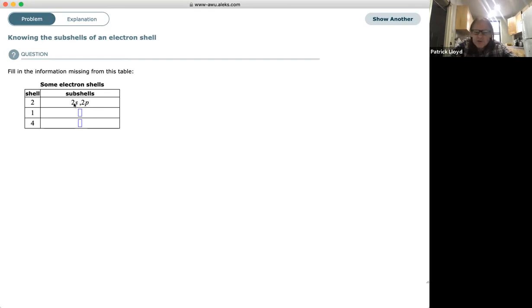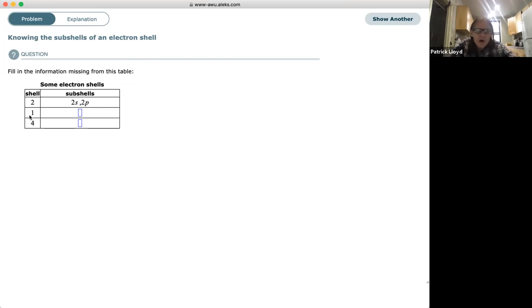How many orbitals? Well, the s only has 1 orbital. The p has 3. How many electrons could you have? Well, if you only have 1 orbital, 1 times 2 is 2. If you have 3 orbitals, 3 times 2 is 6. So you can have 2 here and 6 there. That adds up to 8 electrons, by the way, and we'll get to that 8 electron rule a little bit later. Okay, shell 1.